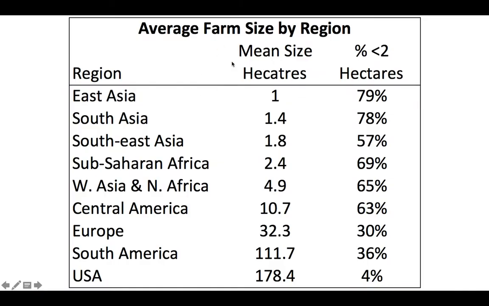If we look at this chart here, we're looking at the average farm size in different areas of the world. In the US, the average farm size is 178 hectares. We have the largest farm sizes on average, with only 4% of our farms being less than 2 hectares. Whereas in other areas of the world, they have much smaller farms, and a majority of their farms are smaller than 2 hectares.